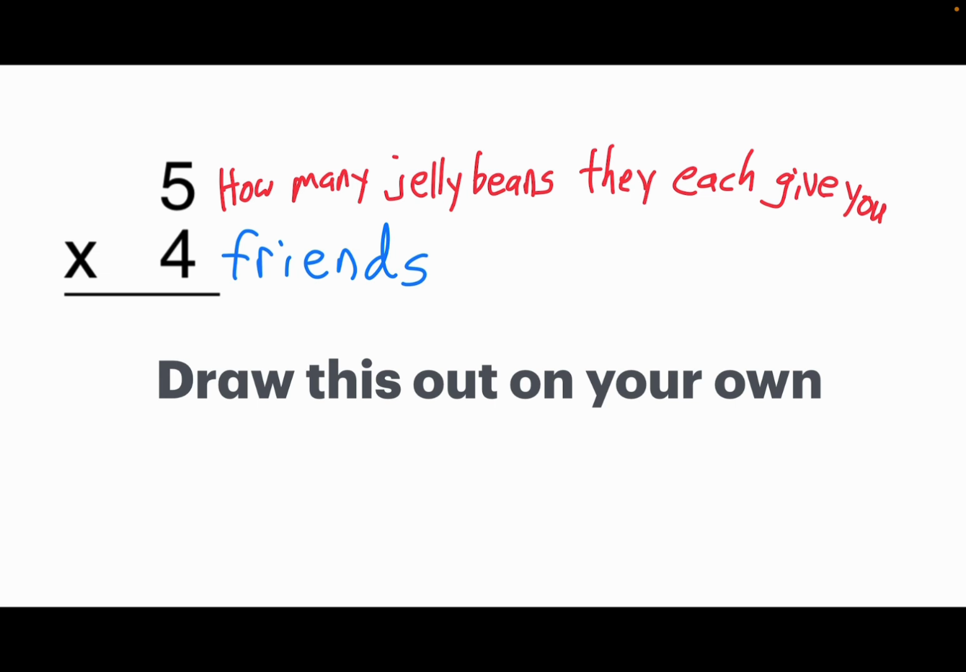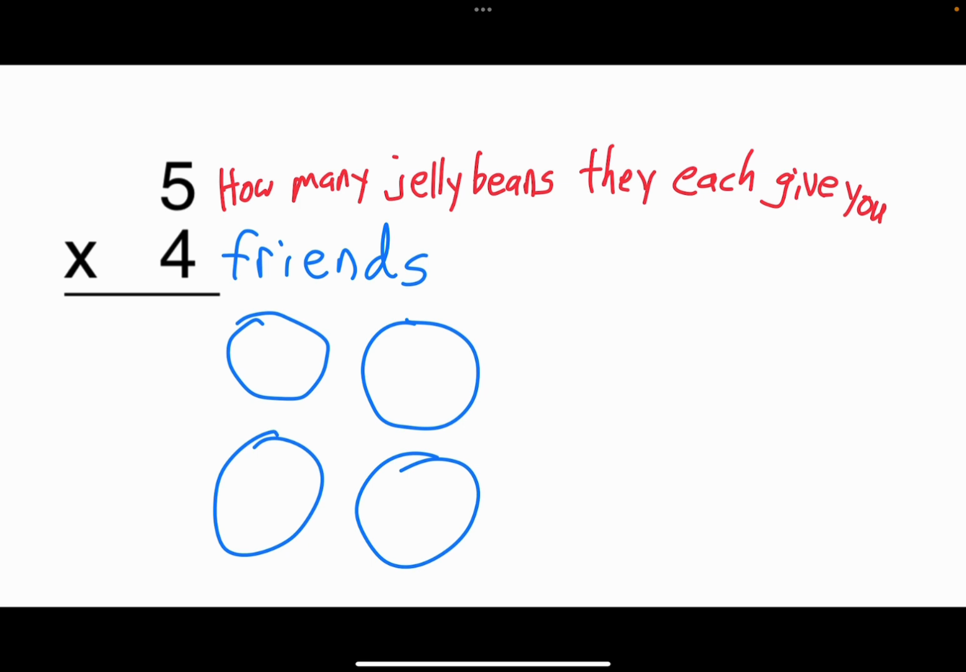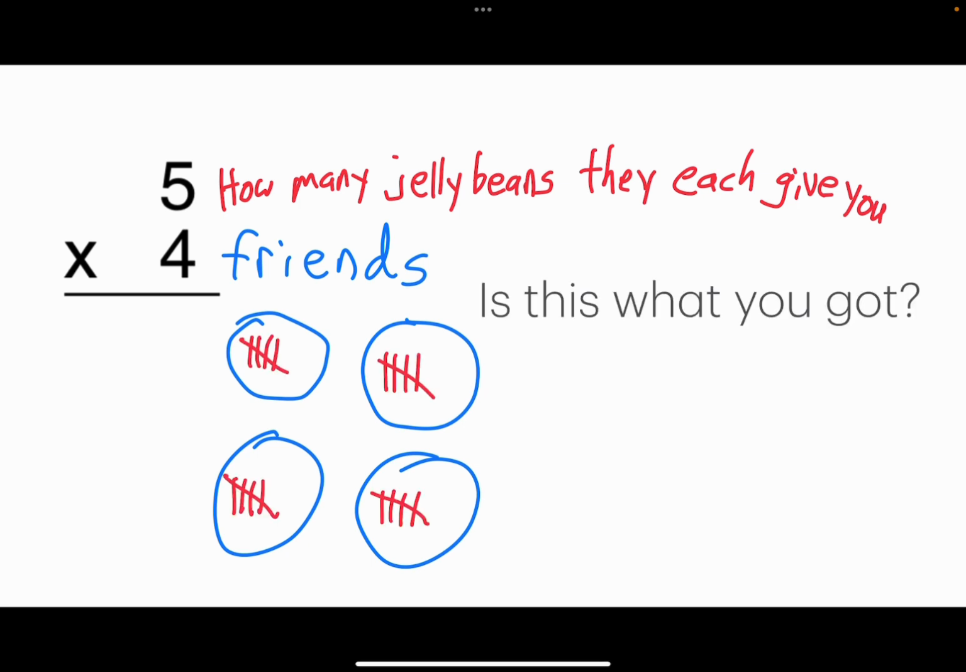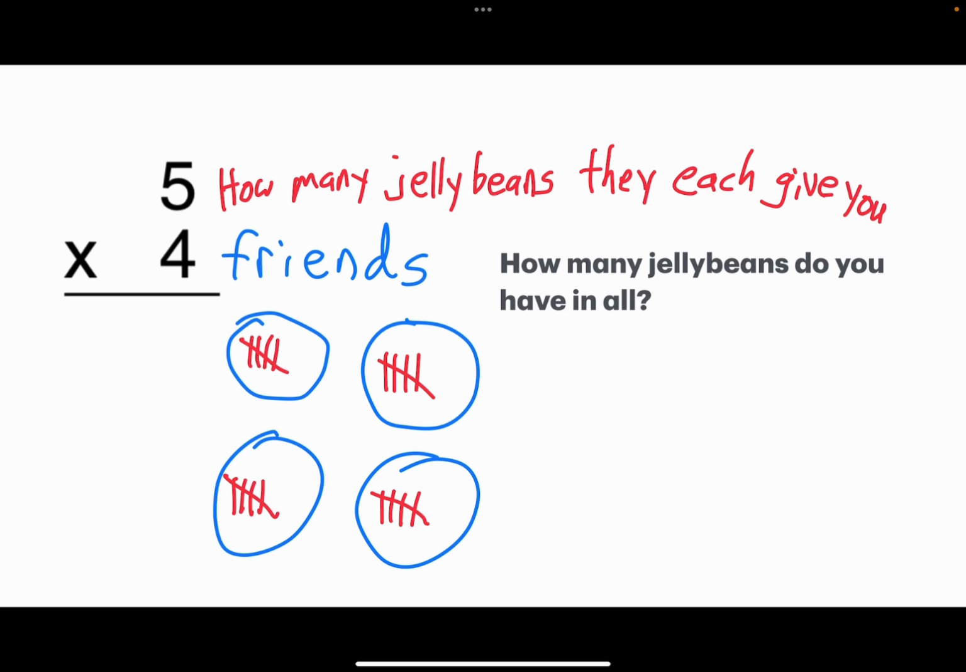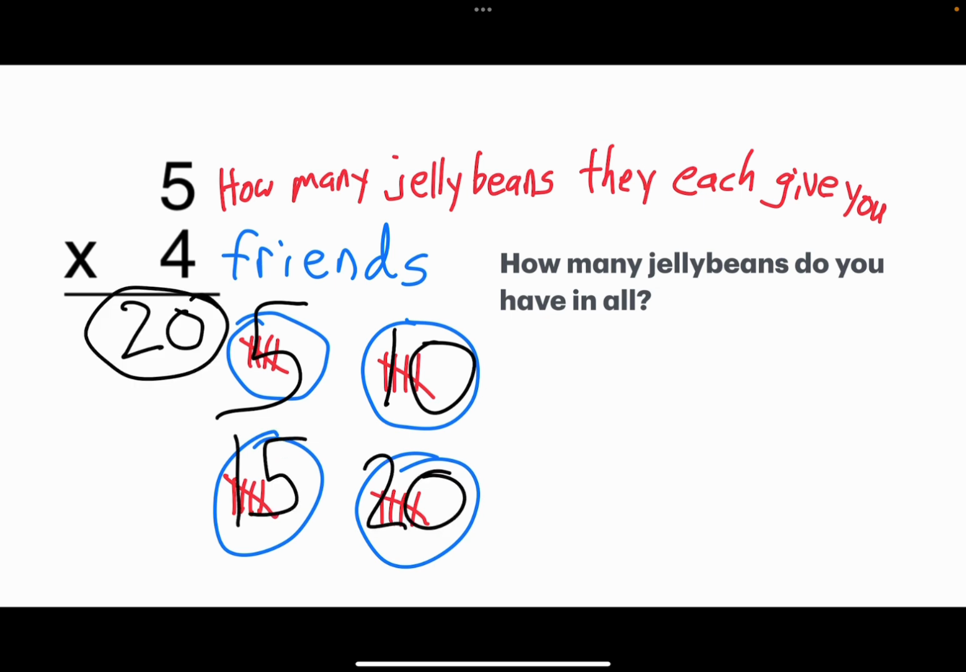All right, we're back. Let's compare what you drew to what we have. Here we've got the 4 friends, and they're each giving us 5 jelly beans. Is this what you drew out? The question we have to ask ourselves is how many jelly beans do we have in all? Since there are 5 in each one, we can count by 5s: 5, 10, 15, and 20. So there are 20 jelly beans. 5 times 4 is 20.